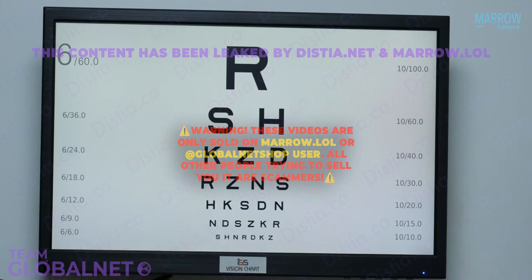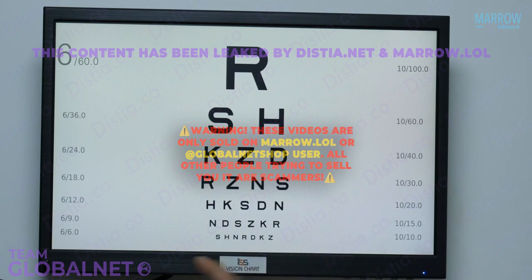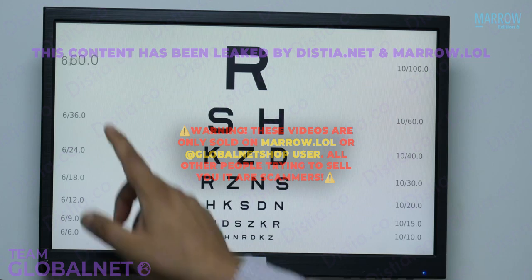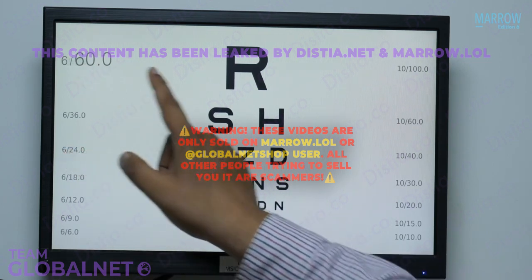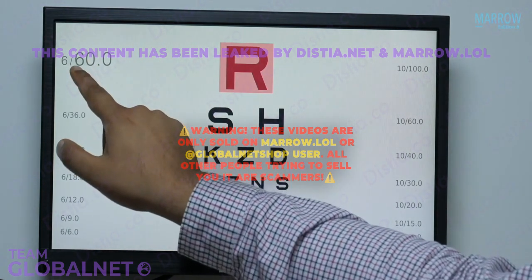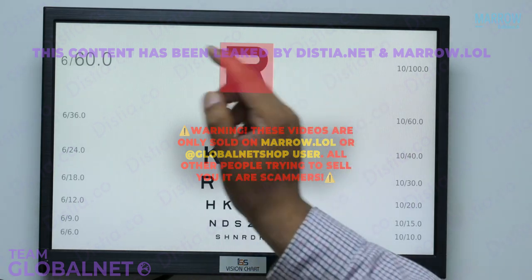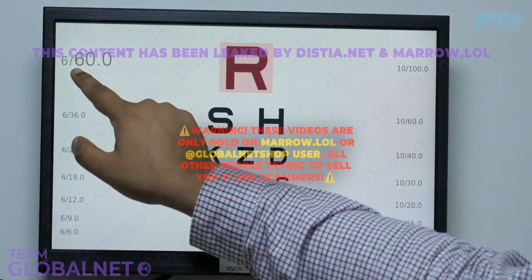So the numerator is telling us that this Snellen's chart testing needs to be done from a distance of 6 meters, or is being done at a distance of 6 meters. What does the denominator tell us? The denominator tells us that the first row of letters, which is denoted by the denominator 60, should be read clearly by a normal person from a distance of 60 meters.